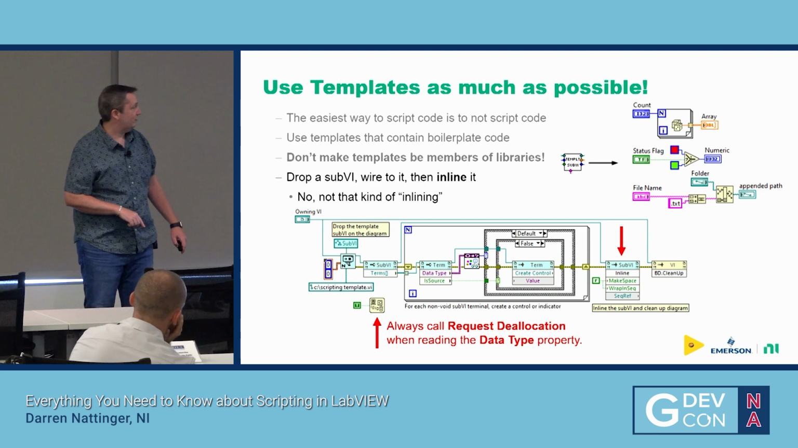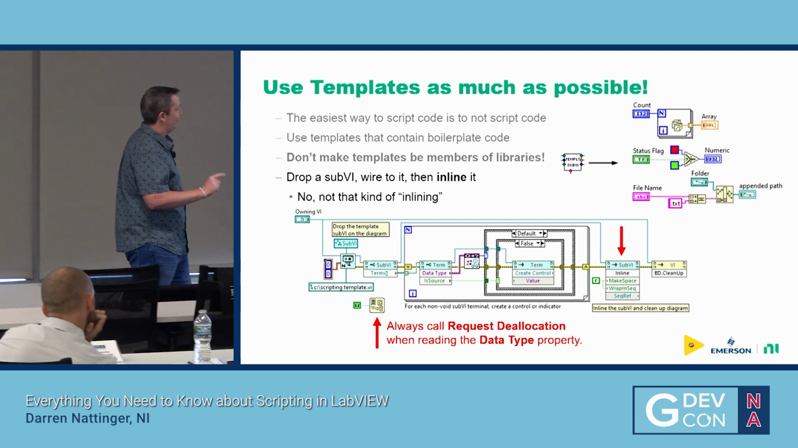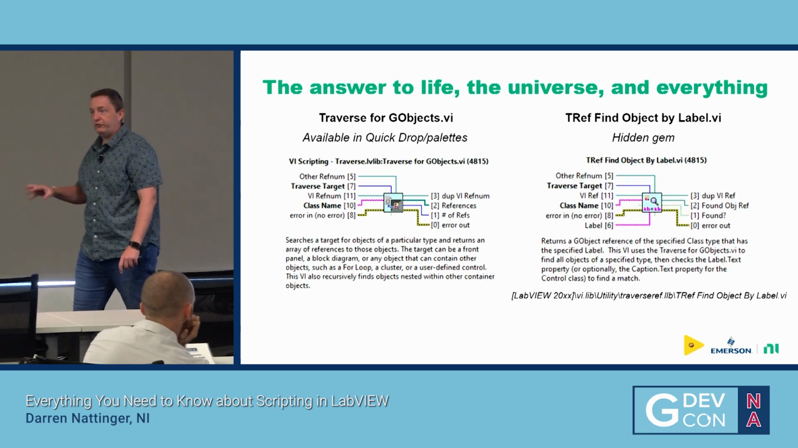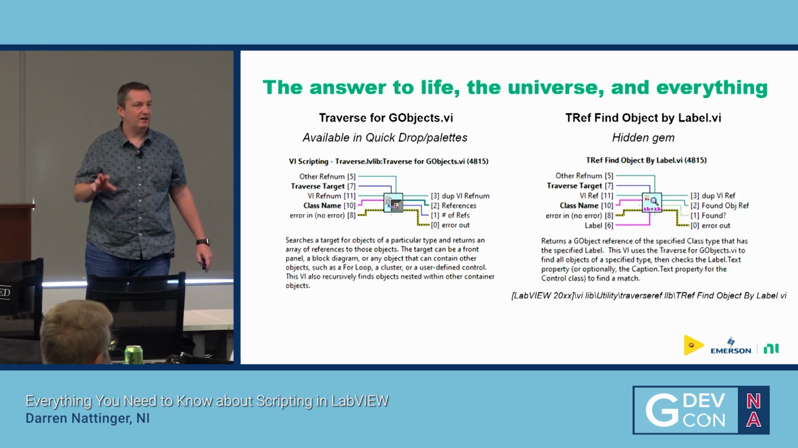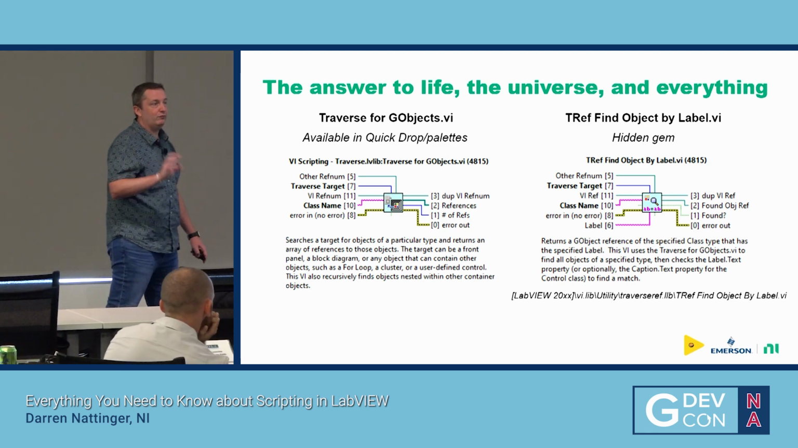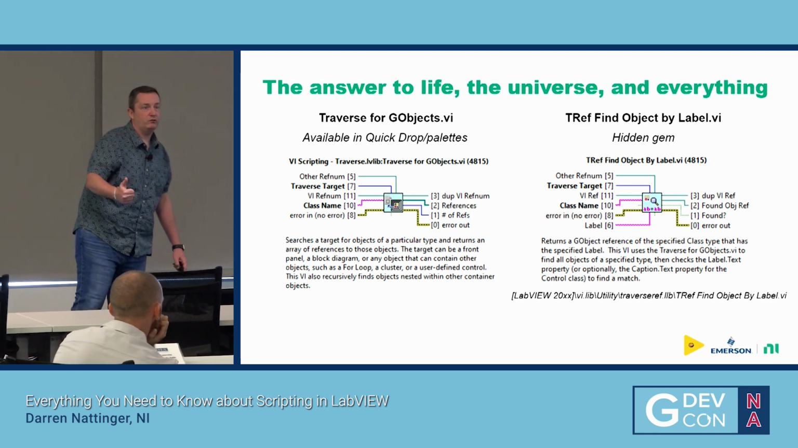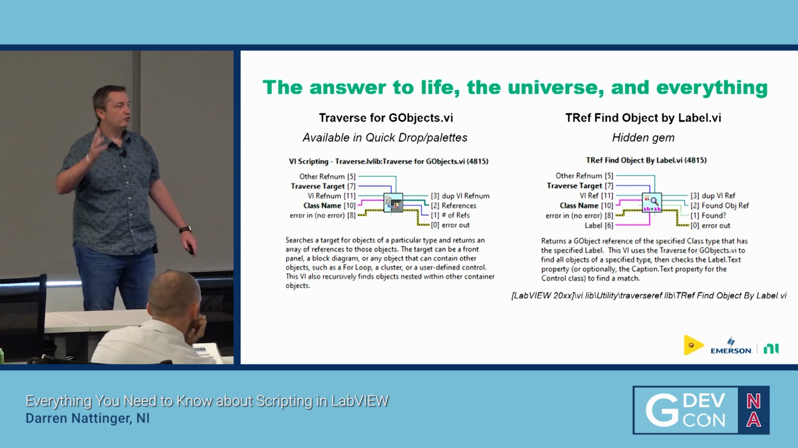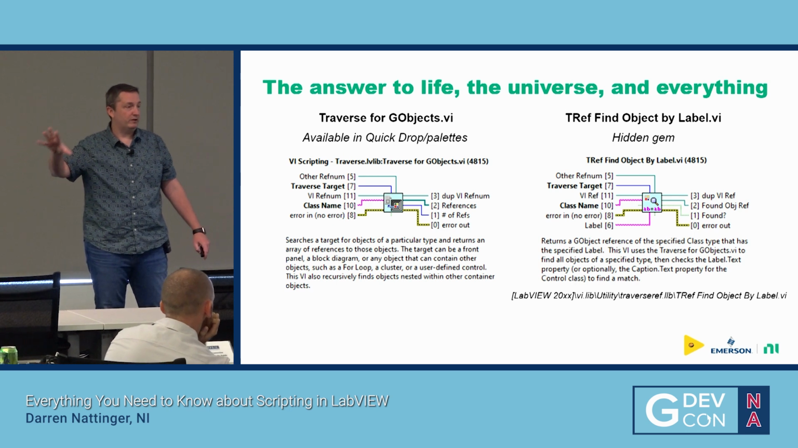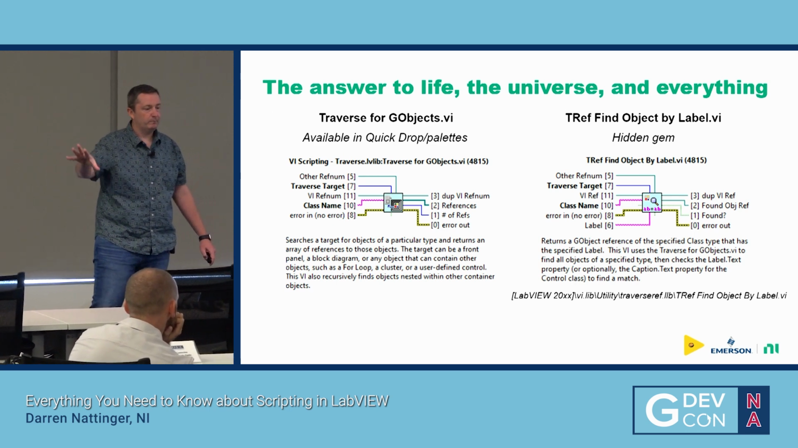The request deallocation function is always going to be in any scripting code that calls the data type property, otherwise you might crash LabVIEW. All right, traverse for GObjects and tref find object by label are two of the most interesting VIs that are part of LabVIEW. They are ways to find things in VIs when you're doing code inspection and template development. Traverse for GObjects is in the scripting palette. tref find object by label is a hidden gem that's in LabVIEW.